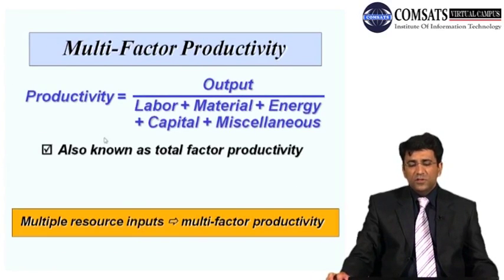So as you can see, students, there can be different sorts of inputs like labor, material, energy, capital, miscellaneous, time. So all these are the different inputs. If we use more than one factor as input, and sometimes all the factors available as input in order to calculate the productivity, then that will be termed as multi-factor productivity model. And if we use all the factors available as input for the calculation of productivity, then that may be termed as total factor productivity model. So this is the difference between single factor productivity model and multi-factor productivity model.